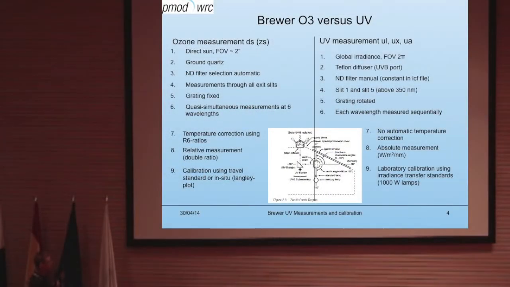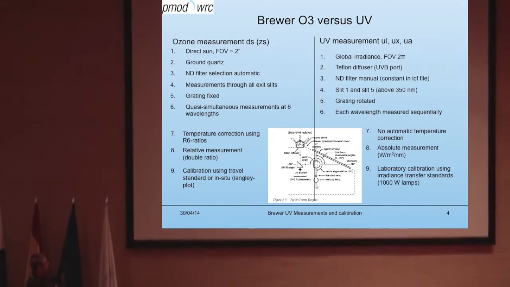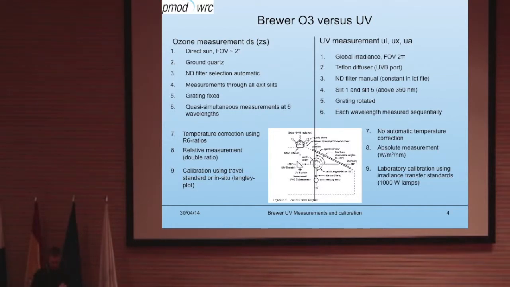of the instrument when it comes to taking a measurement either for the ozone or for the UV. And I will just briefly go through that list with you. So you see that for the ozone measurement, we make direct sun measurements with a narrow field of view, while for the UV measurements, you will measure the global irradiance through the Teflon diffuser, looking at the whole upper hemisphere. So you have a field of view of actually 2 pi. While in the ozone measurement, you are using the ground quartz. In the UV measurement, you are using a Teflon diffuser.